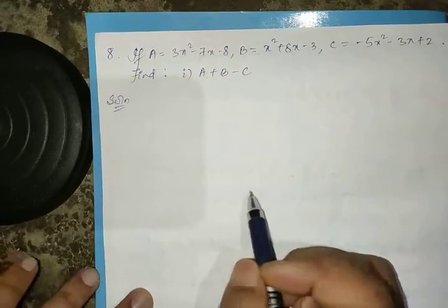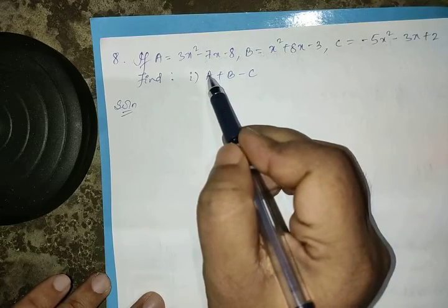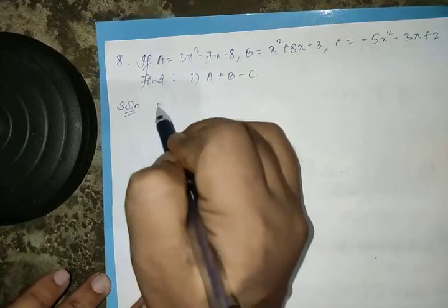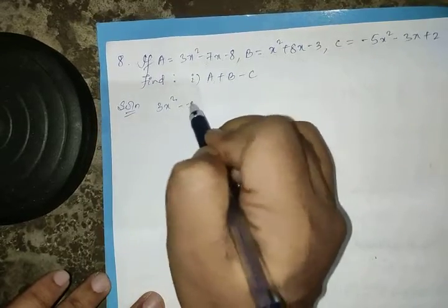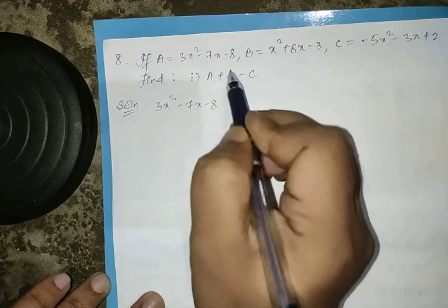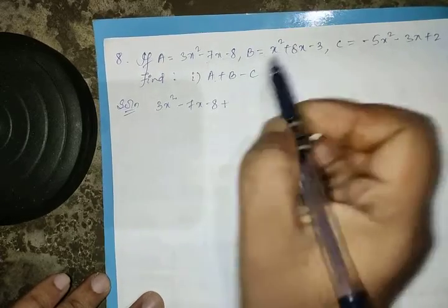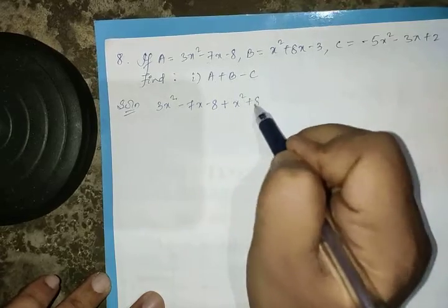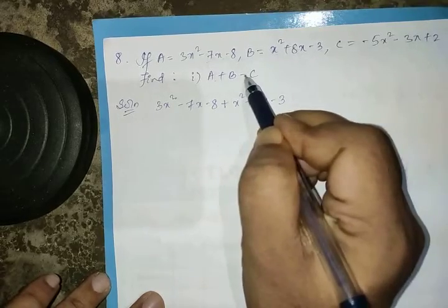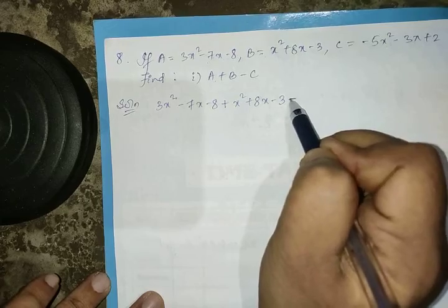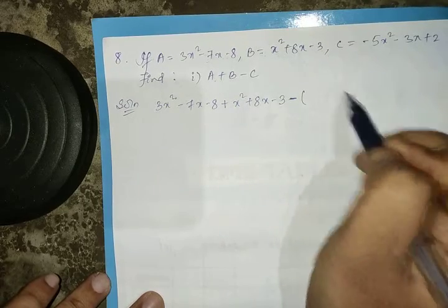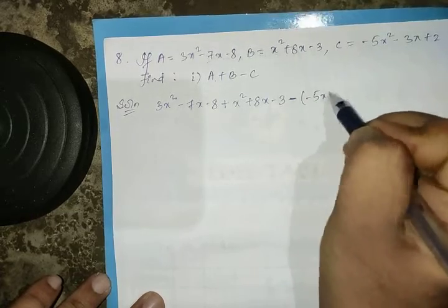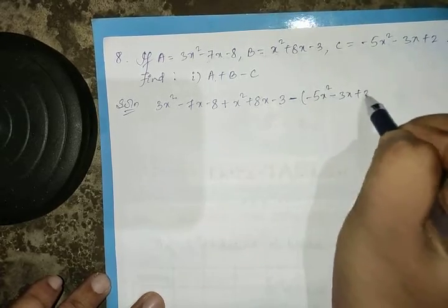So let us put the values. So first we have a, so we'll put the value of a, that is 3x square minus 7x minus 8. Next we have plus b, so put a plus and then write the value of b, that is x square plus 8x minus 3. Next we have minus c, so put a minus, and whenever there is a minus sign and you are writing any other term, then put a bracket. And this is minus 5x square minus 3x plus 2.